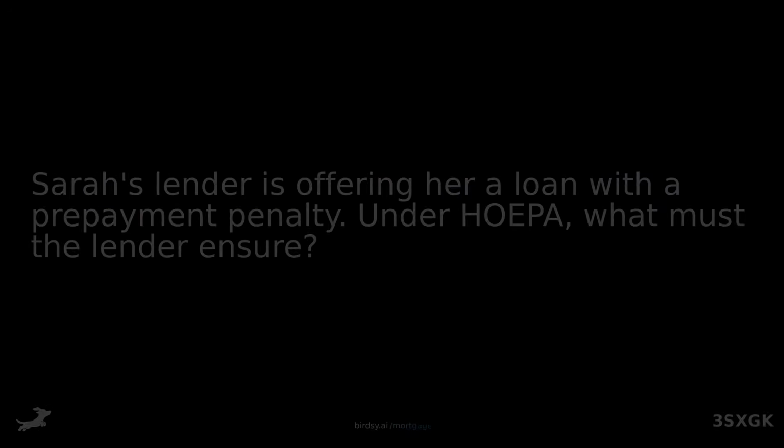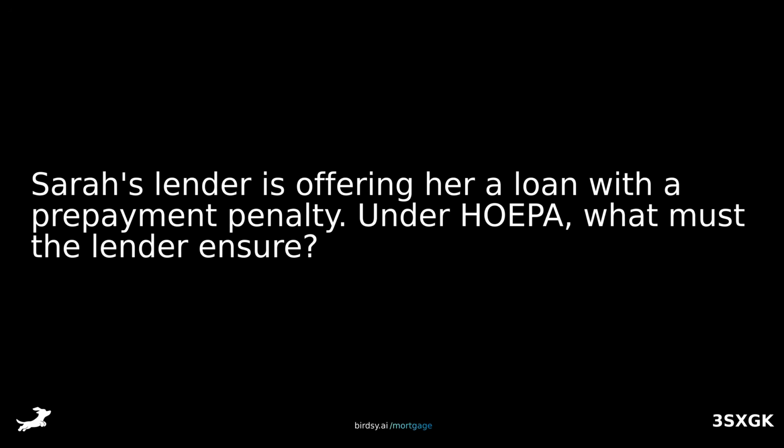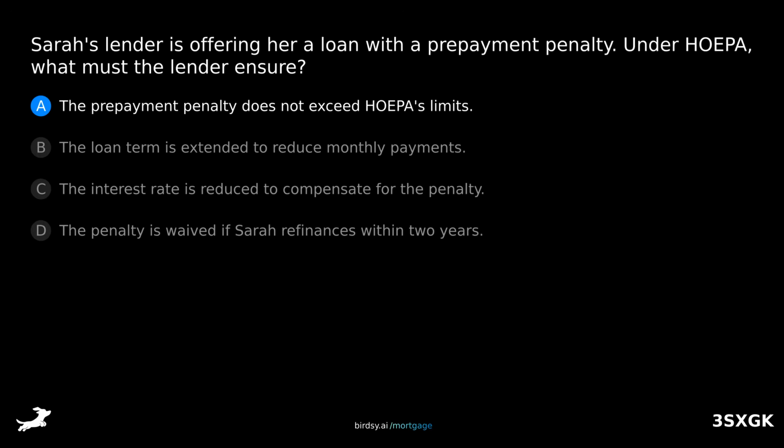Sarah's lender is offering her a loan with a prepayment penalty. Under HOEPA, what must the lender ensure? Is it A, the prepayment penalty does not exceed HOEPA's limits? B, the loan term is extended to reduce monthly payments? C, the interest rate is reduced to compensate for the penalty? Or D, the penalty is waived if Sarah refinances within 2 years?